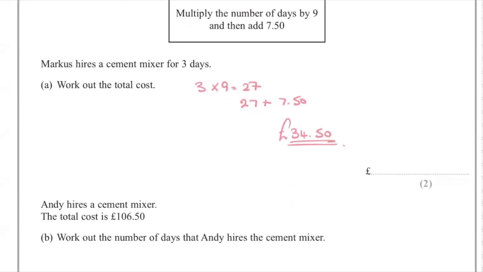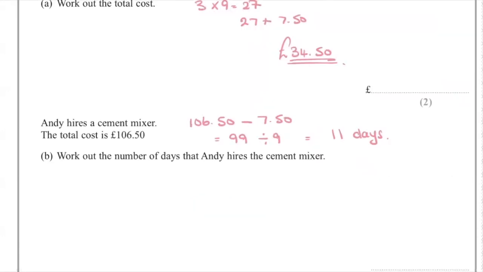We've got to work out the number of days. So this is a backwards question. If the total cost was 106.50, if you think about when we worked out this top one, the last thing we did was add on the £7.50. So the first thing we're going to do is take that off. So 106.50 take away 7.50 is going to give you 99. The rule is to times by 9. So we're going to now divide through by 9, which gives us 11 days.